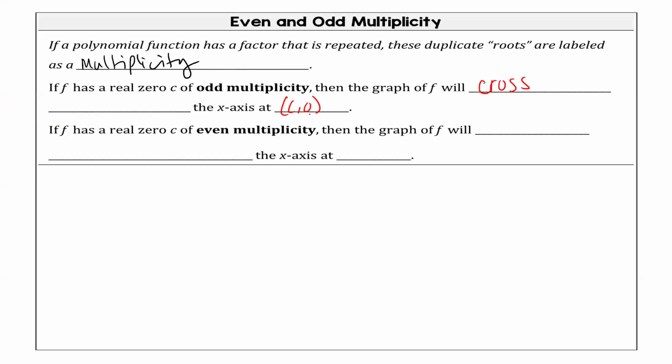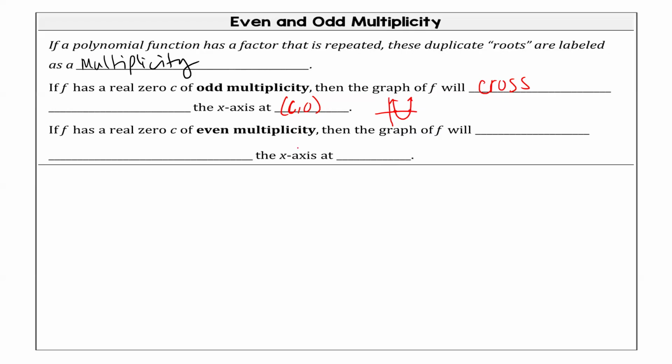So just a regular crossing. It'll cross at that value c. So just like a regular graph, c comma 0. These are just regular crossings, right? They just cross through the graph. Do we see that? Just cross through the x-axis.